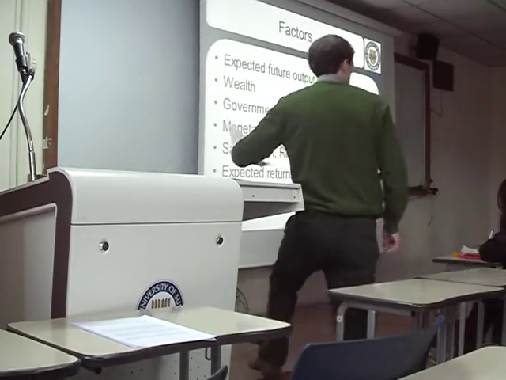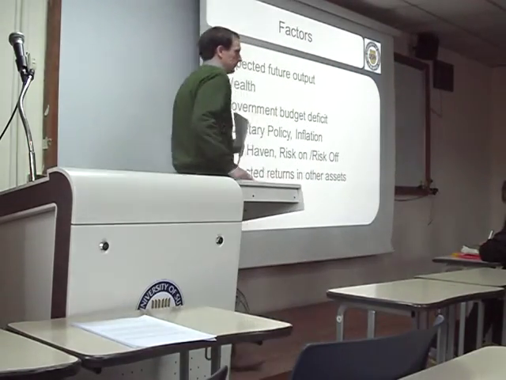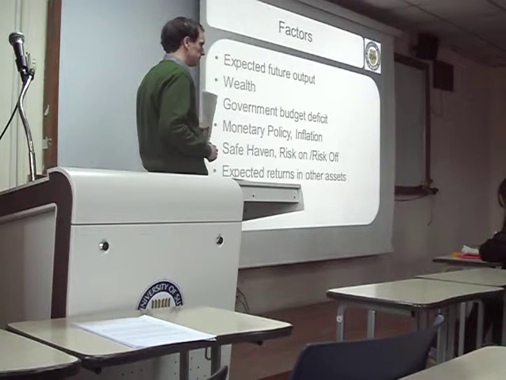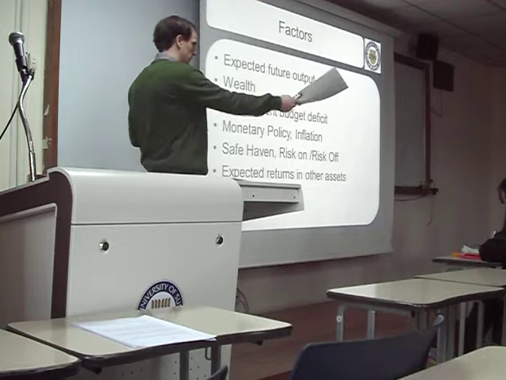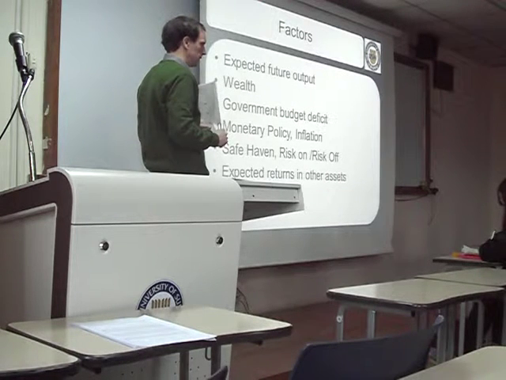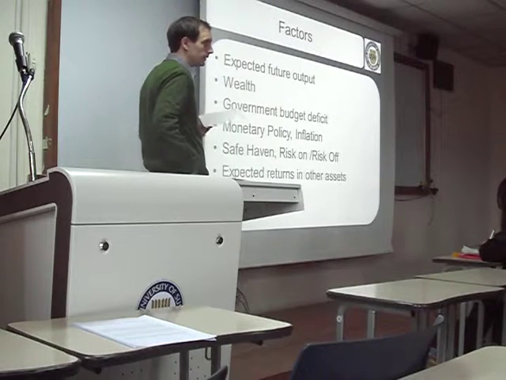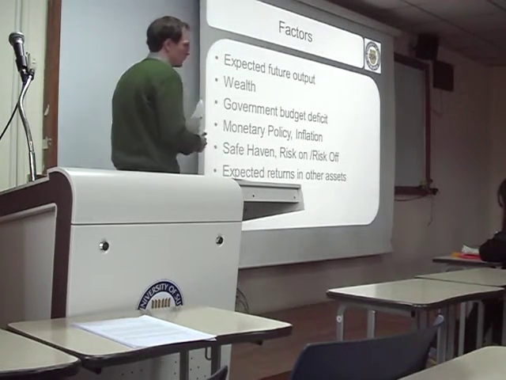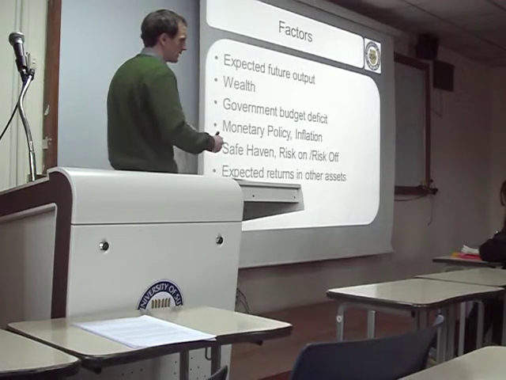What did we already talk about? It's also on the list of factors. She said something was different. What was different? Anybody? Government budget deficit, right? Greece said their deficit was 3.7%. What was their real deficit?